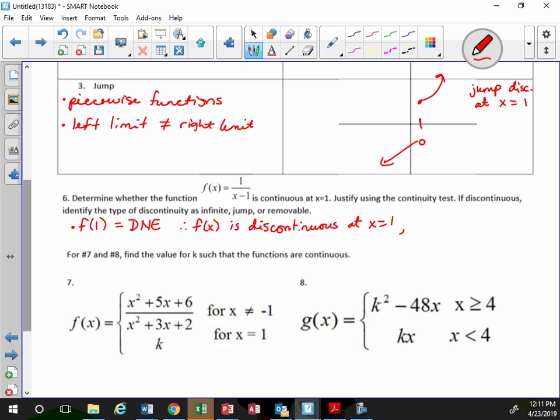What kind of discontinuity would that be? Okay, so infinite. So infinite discontinuity, and again, at x equals 1. Okay?